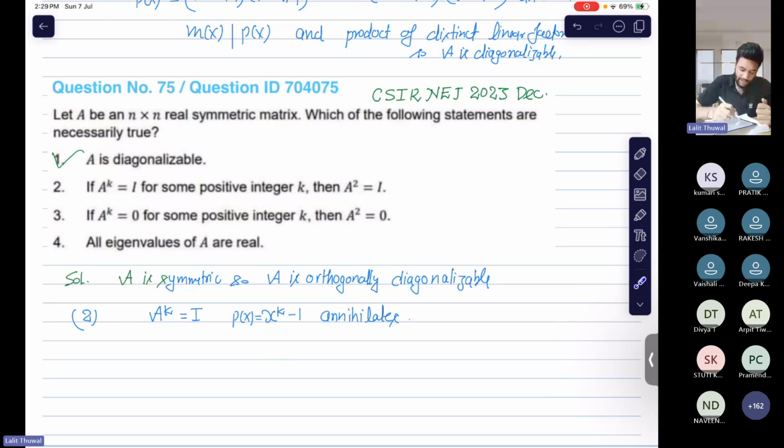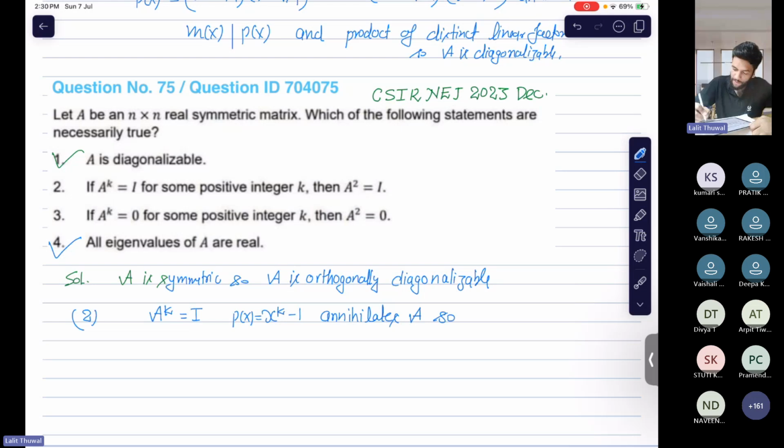All eigenvalues of A are real. For any Hermitian matrix, its eigenvalues are real, and it's not difficult to prove. You can prove that all the eigenvalues of a Hermitian matrix are real, and a real symmetric matrix is also Hermitian, so its eigenvalues are real. Okay, the fourth one is true. So now I will use it in the second. P(x) equal to x to the power k minus 1 annihilates A.